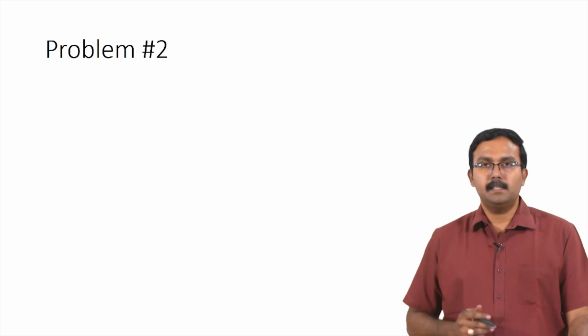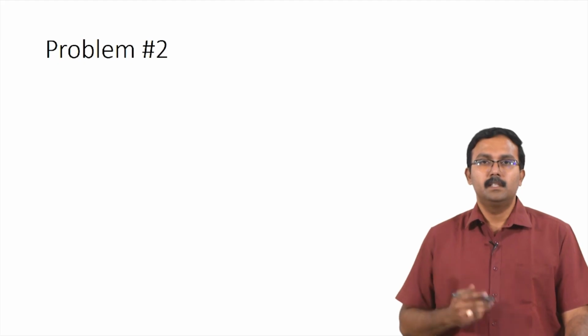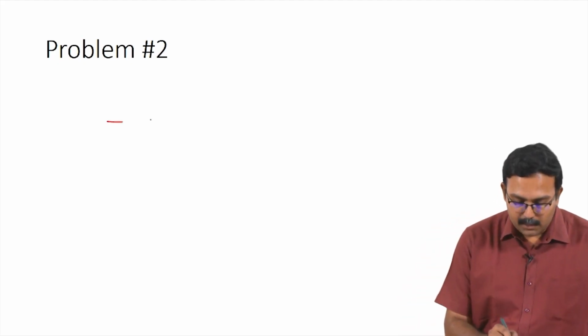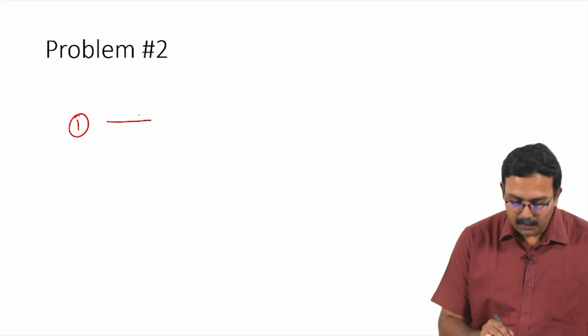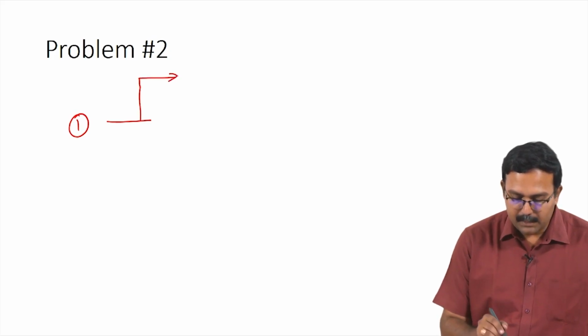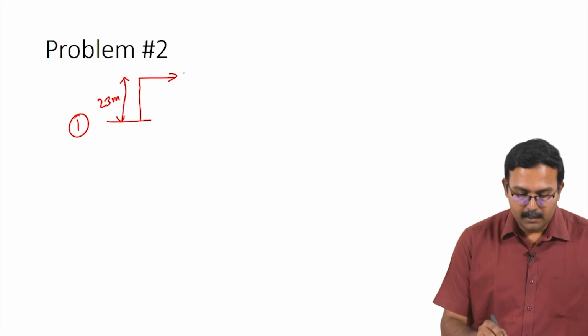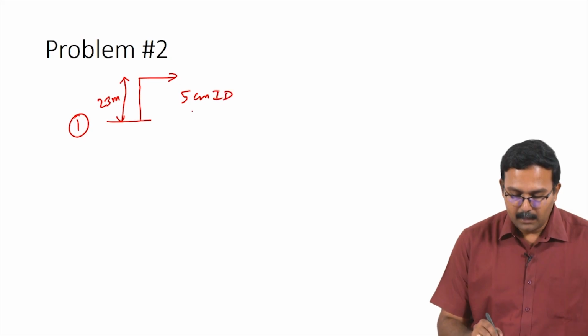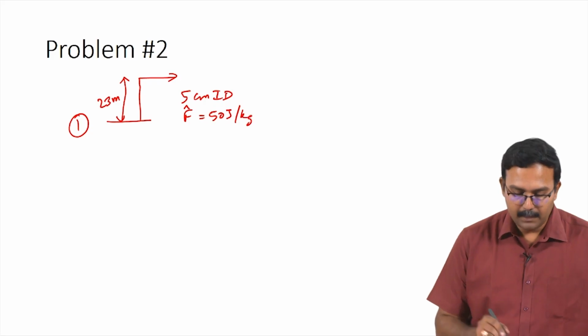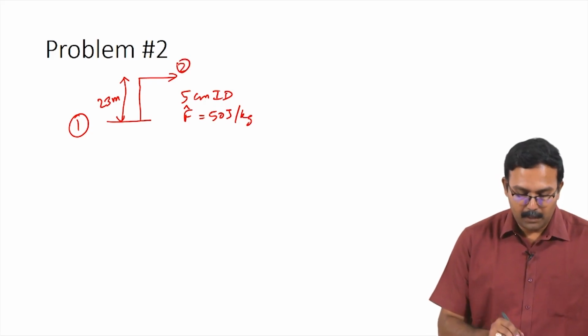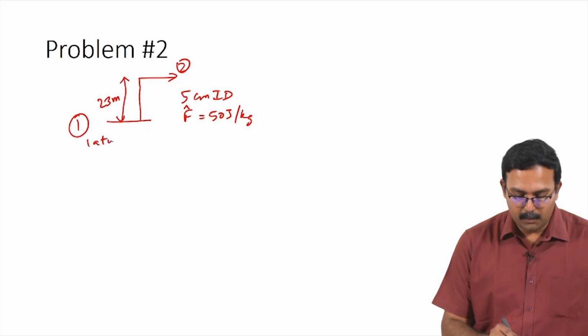The problem statement tells us that the pipe discharges the liquid 23 meters above the liquid level, which means this is the liquid level. Let us call this point 1, and from here the discharge happens at a height of 23 meters above the liquid, and the discharge happens through a pipe which is 5 centimeter inner diameter, and the friction factor is equal to 50 joules per kilogram. We also know that at points 1 and 2 the pressure is 1 atmosphere.